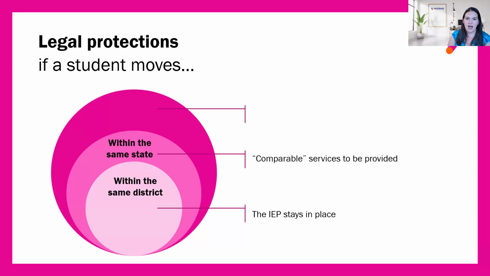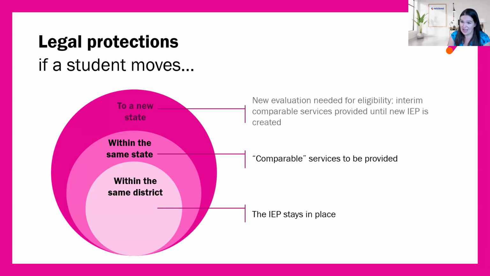So for example, if a child is receiving support from a reading specialist in the original IEP, the new IEP should provide the same support for the same amount of time, but the support may differ in ways that reflect the organization of the day in the new school. But the new school's district is legally obligated to provide comparable services. So what happens if a child moves to a new state with an IEP?